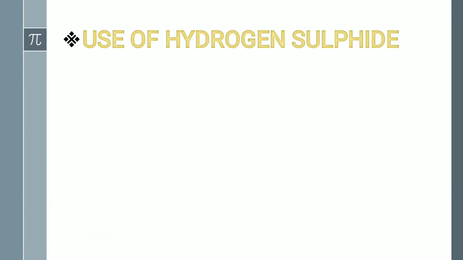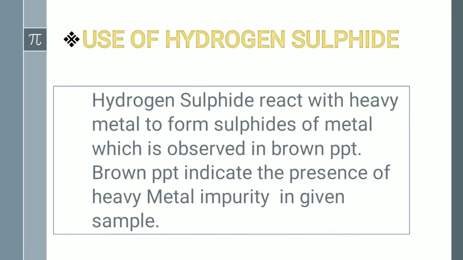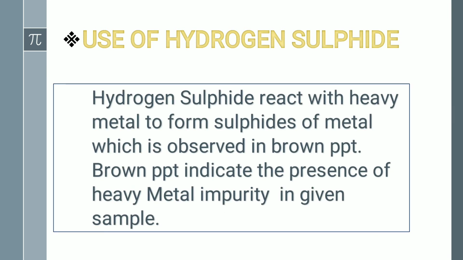The next reagent is hydrogen sulfide. Hydrogen sulfide is used in the heavy metal test. Hydrogen sulfide reacts with the heavy metal to form sulfides of the metal. There are so many metals like cobalt, nickel, iron, copper. The metal sulfide formed is observed as a brown precipitate. So the brown precipitate indicates the presence of heavy metal impurity in the given sample. So hydrogen sulfide helps to identify the metal impurity.